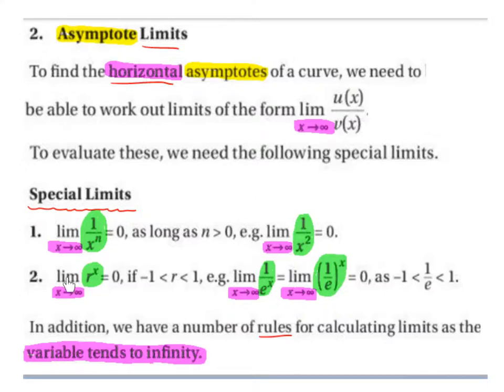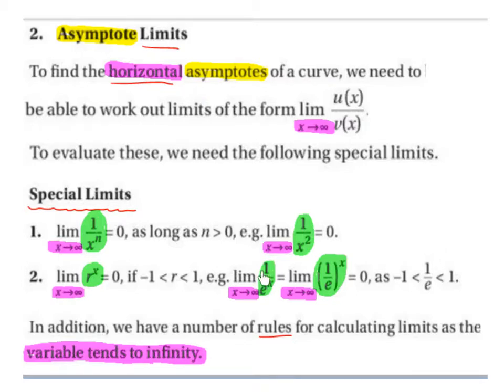Number 2, the limit of r to the power of x as x approaches infinity is equal to 0, if r is between minus 1 and 1. So for example, we could have the limit of 1 over e to the power of x as x approaches infinity, which can actually be written as the limit of (1 over e) to the power of x as x approaches infinity equals 0, as 1 over e is in between minus 1 and 1.